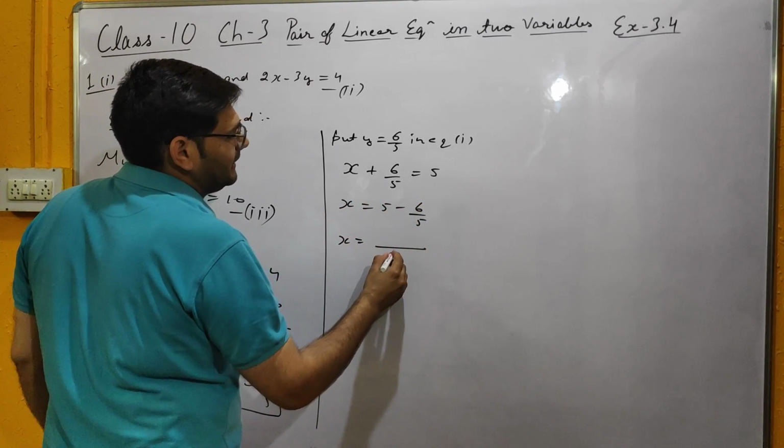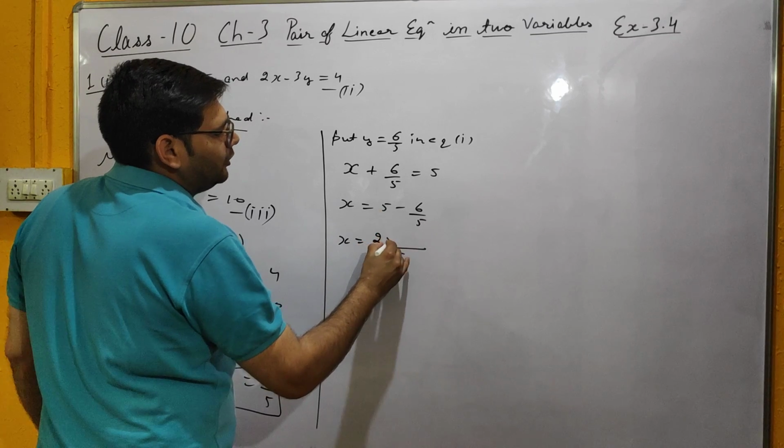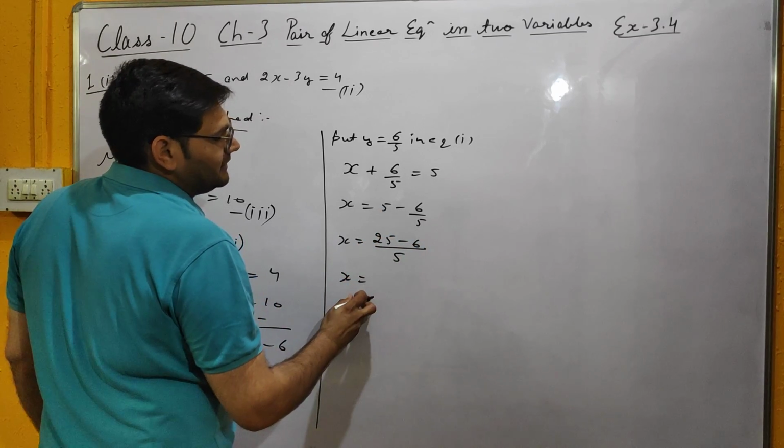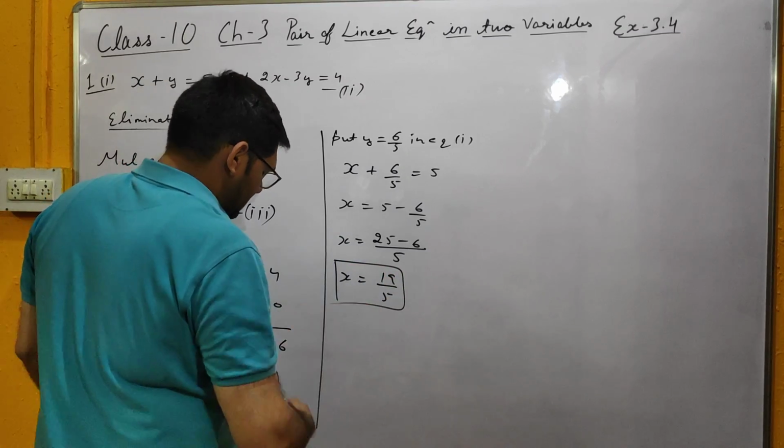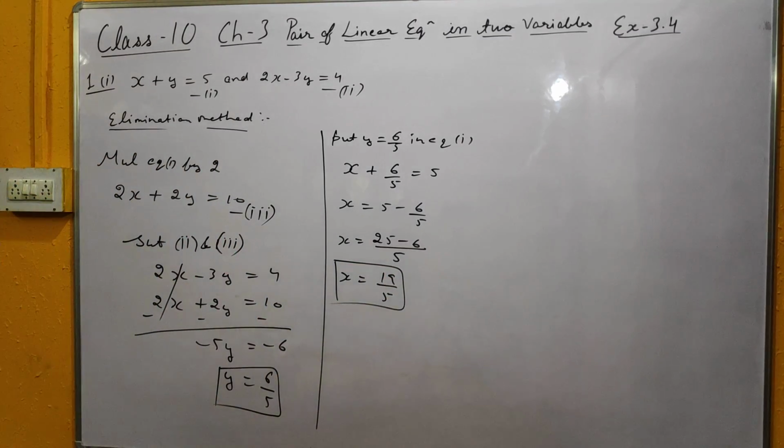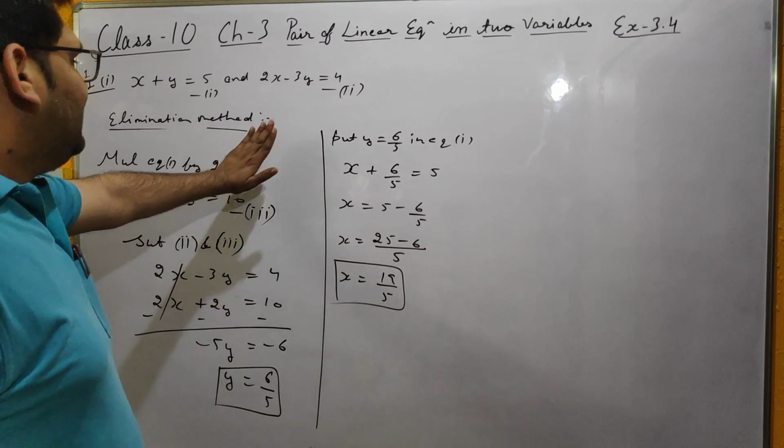x equals, let's take the LCM, 5 is the LCM, 5 fives are 25 minus 6. So x is what? 19 by 5. So this is the value of x and this is the value of y, 19 by 5 and 6 by 5. So this is the elimination method.